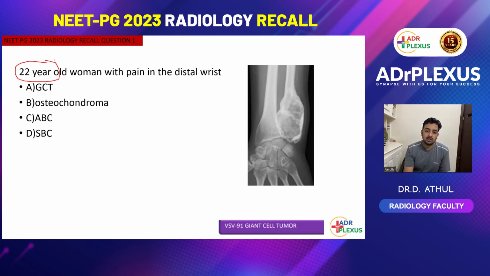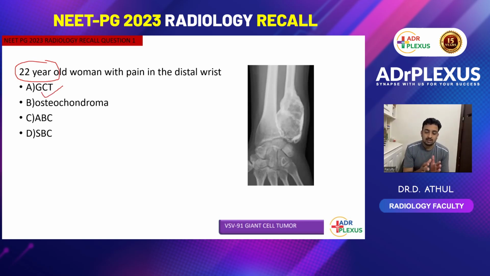And here the patient had a history of pain in his distal wrist. In the image given, I heard there was a lesion in the distal portion of the ulna, and here you can see there is an expansive lytic lesion in the distal third of the ulna, and the lesion is extending up to the subarticular surface. So this was a classical case of GCT.